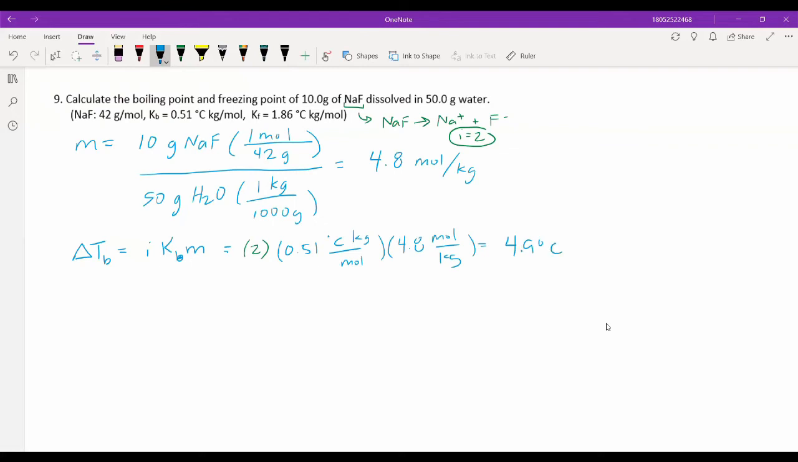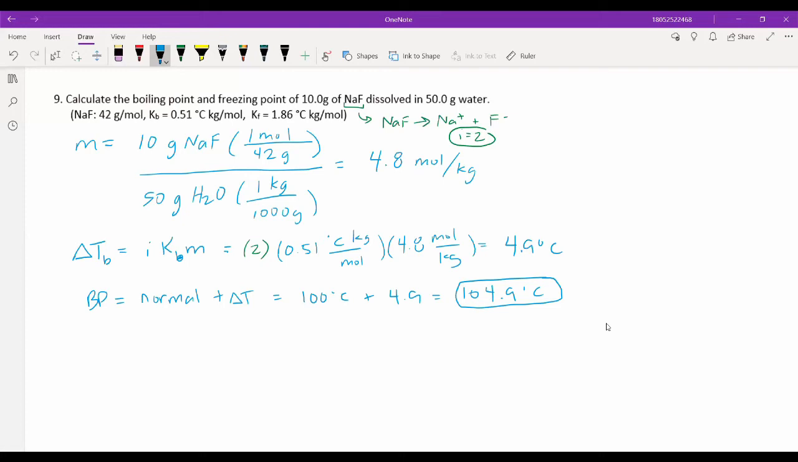So is that our answer? This is the change in boiling temperature. So the boiling point is going to be the normal plus the change. So it's going to be, for water, 100 degrees plus this. So we end up with 104, about 105 degrees Celsius. So salt water will boil above the normal boiling temperature, a little bit warmer.